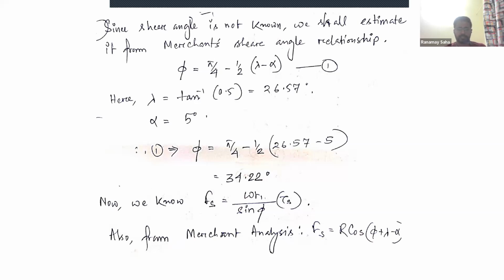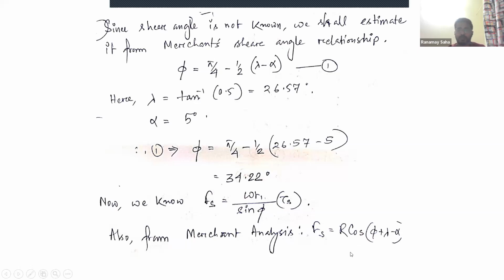The shear strength happens to be tau s, here in bracket you can see, and then W T1 by sine phi. Of course, T1 by sine phi is the actual length which comes into consideration, and W is the width of the chip. So using this formula, you can find shear force. Also, from the Merchant circle analysis, you can find shear force to be R cos of phi plus lambda minus alpha, where R is the resultant, right?